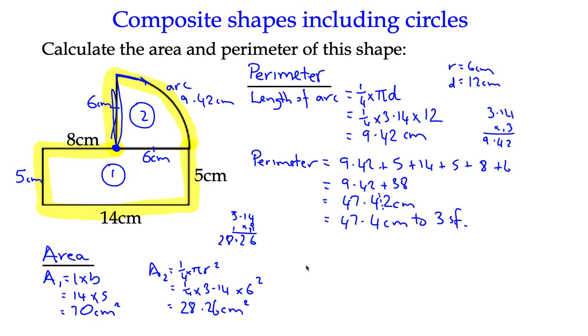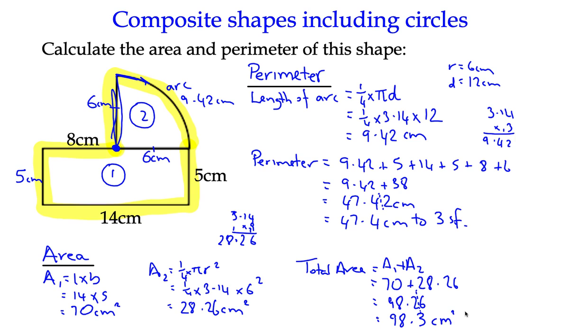So the total area, which I can write over here, total area equals A1 plus A2, which is 70 plus 28.26, which is 98.26. I'm going to round it to 3 significant figures, 98.3 square centimetres. Okay, so problem solved. We've worked out the perimeter and we've worked out the area of the shape.